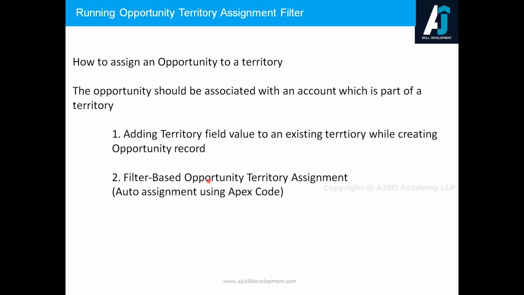The other is automation, that is, filter based opportunity territory assignment. If you want to automate this process, so that whenever an opportunity gets created, I want to automatically assign that opportunity under a territory, then we need to go to the second concept, filter based opportunity territory assignment. That is controlled by an Apex code. So no need to write the Apex code. It is already existing in the Salesforce documentation. You can get it from there, and if you want to customize that, you are most welcome to do that.